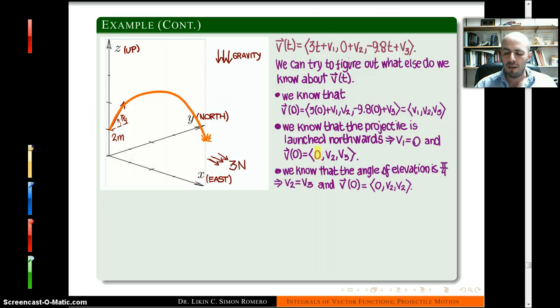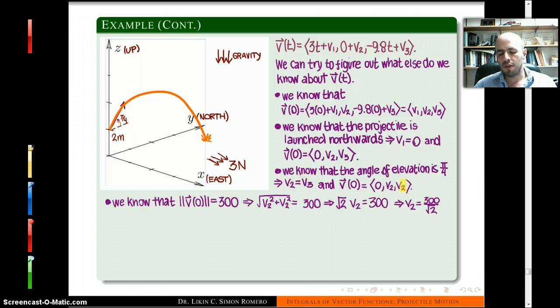We know that the angle of elevation is pi over 4. That means that the components v2 and v3 have to be equal, so v3 has to be equal to v2. And finally, we're going to use the third piece of information, that is the speed. We know that the magnitude of v0 is equal to 300. On the other hand, this is equal to the magnitude of this vector, that happens to be this. So at the end, we get that v2 is 300 over square root of 2. So we can conclude that the velocity is equal to that.